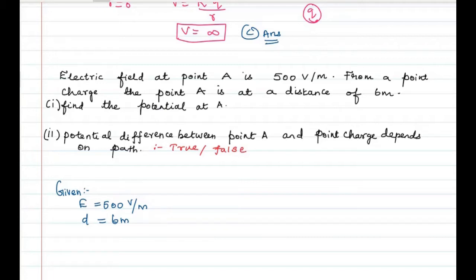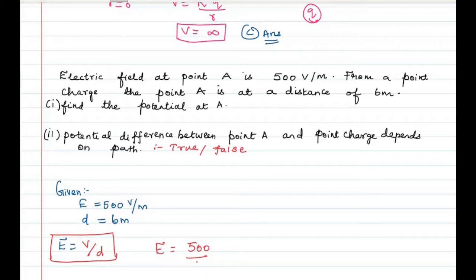So we know the formula: electric field E is equal to V by D. E is equal to V divided by D. The electric field at a point will be the ratio of potential divided by the distance between the points. So here V is equal to 500. So E is equal to 500 divided by 6.